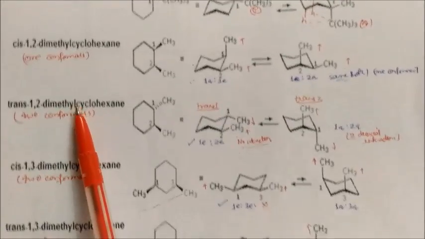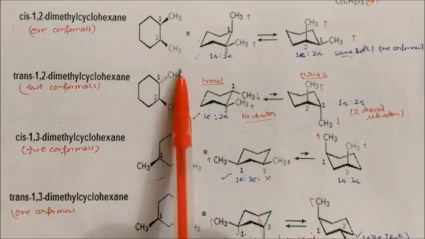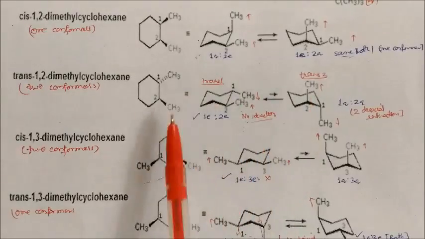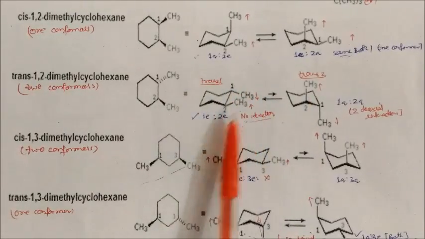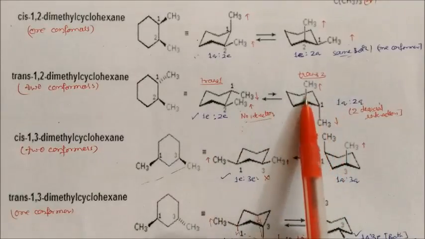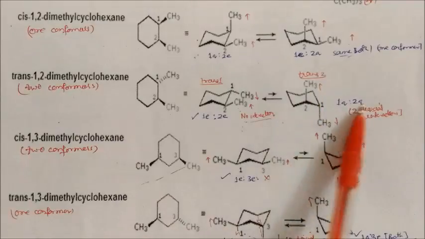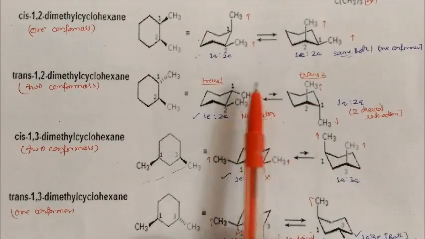But in the case of trans-1,2-dimethylcyclohexane, one is down, one is up. In this case, we can draw two structures. This is the one with two equatorial, 1E, 2E. In the other case, this is axial 1A and this is 2A. This is interacting with two hydrogens, and this is interacting with two hydrogens, so this is less stable. There is no interaction because both are in equatorial, so this is more stable.